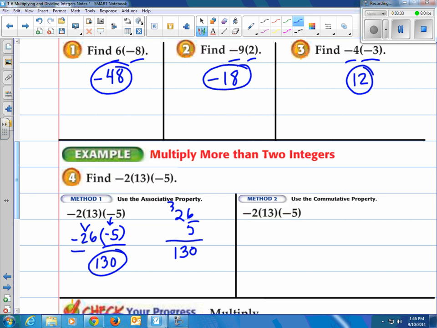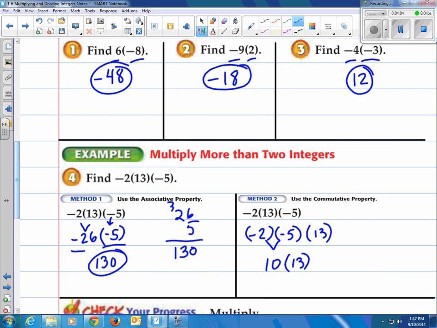Take a look at the second method using the commutative property. In this process, you would associate the 2 negatives together just to get that knocked out, meaning I would rewrite the math problem, and this is using the commutative property, switching them up, and then multiply by 13. So I've switched the 13 and the negative 5. Then I would multiply negative 2 times negative 5. 2 negatives make a positive, and that's 10. And that would be 10 times 13.